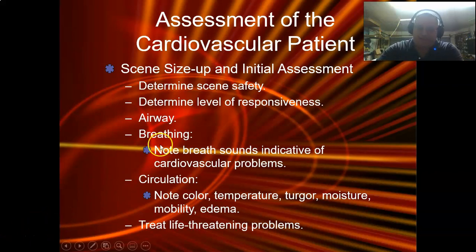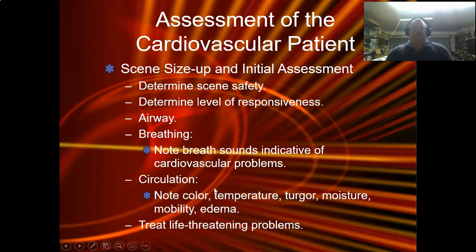When you're noting the breathing, pay attention to the patterns of it and any breath sounds that may be causing a problem. The big one I'm going to focus on is rales. If we're hearing rales or crackles, we've got a fluid backup problem, and we'll talk more about that when we get into heart failure and cardiogenic shock.